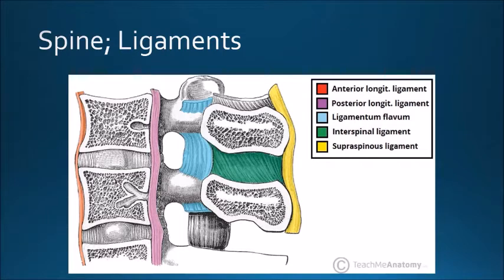Important ligaments of the spine, starting from most posteriorly, we have the supraspinous ligaments. Then we have the interspinous ligaments. Then we have the ligamentum flavum posterior to the spinal cord. Then anterior to the spinal cord, we have the posterior longitudinal ligament. Then anterior to the vertebral body, we have the anterior longitudinal ligament.